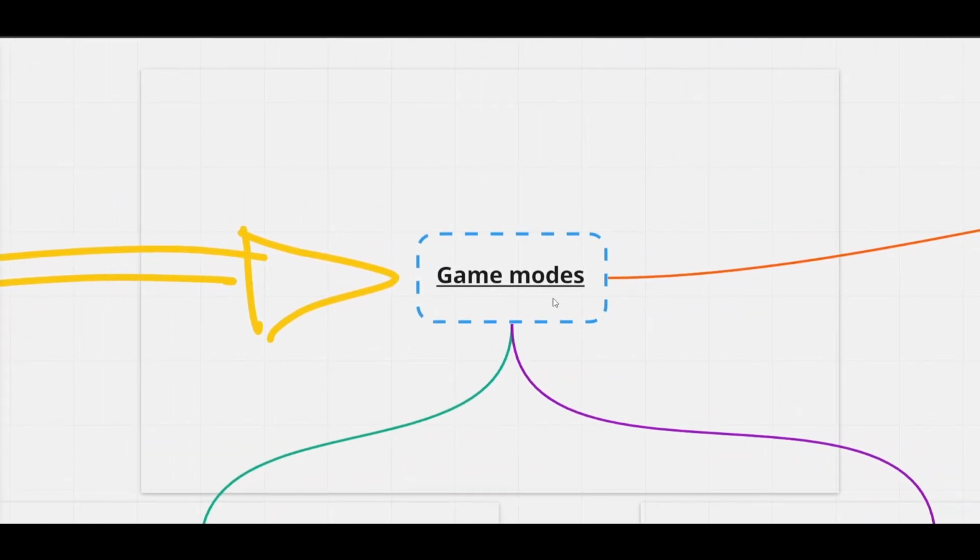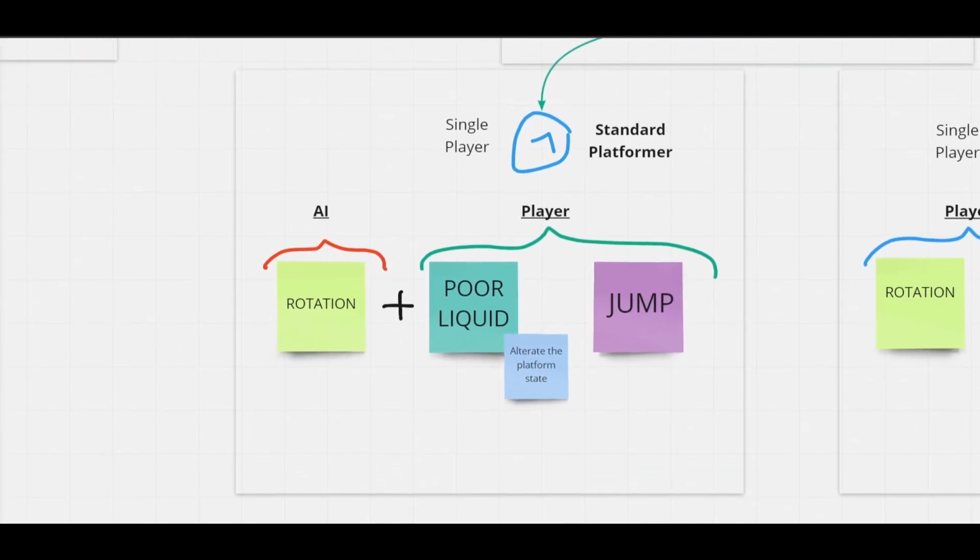And now we can think about game modes. Since we have some mechanics, we need to understand who will be able to use them and how. The first game mode will be single player. Like a standard platformer, there's an AI that will control the rotation. It may be a continuous rotation, or it can accelerate or decelerate based on the different level, and the player will be in charge of jumping and pouring liquid, to modify the platforms around the mug and allow an easier path to the handle.